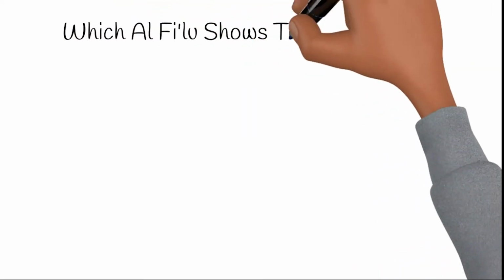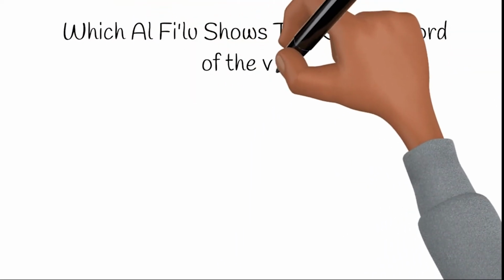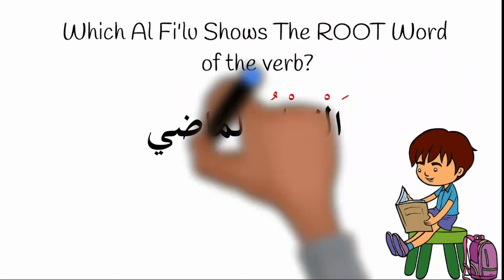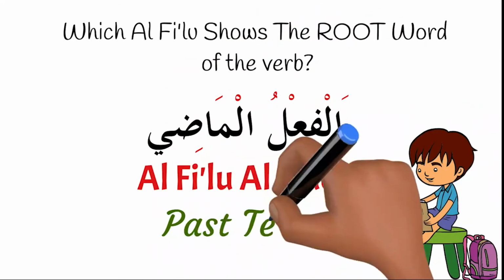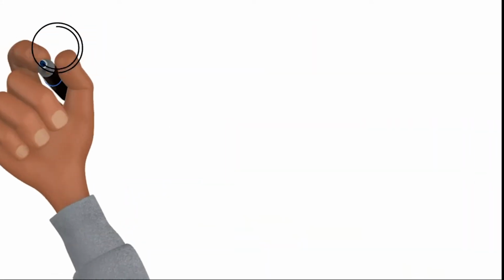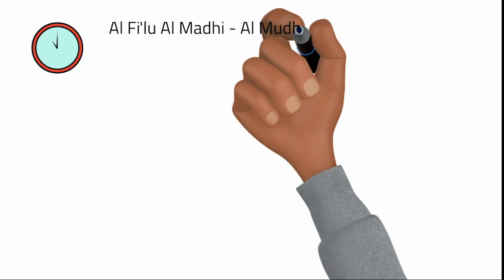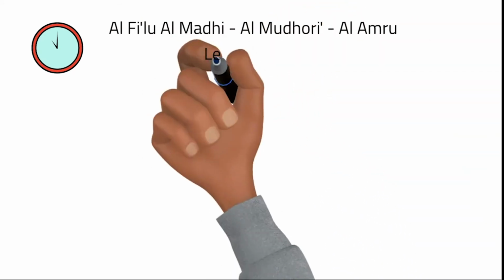Which الفعل shows the root word of the verb? الفعل الماضي. Let's practice on how to use الفعل الماضي. الفعل المضارع. الفعل الأمر.